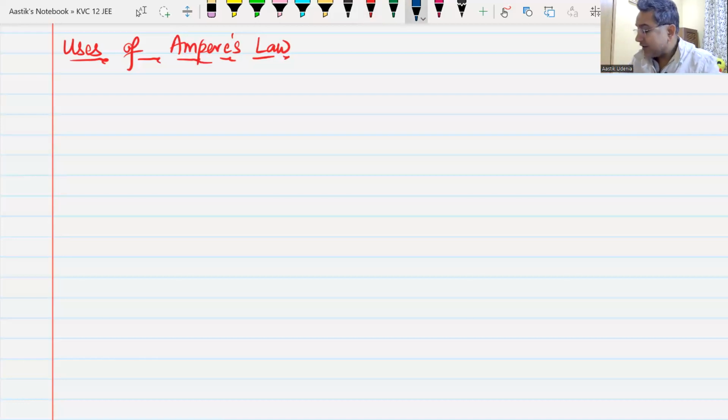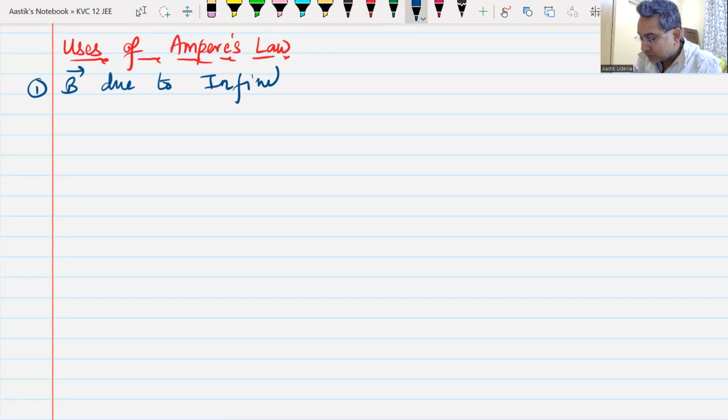We're not going to go into derivation. We are just going to write the first case: magnetic field B due to an infinite wire. It can only be used to find out magnetic field due to an infinite wire, because this Amperian loop and magnetic field is only symmetric when it is infinite. We already know the magnetic field due to an infinite wire. It is mu naught I by 2 pi r. Yes or no? Yes, sir.